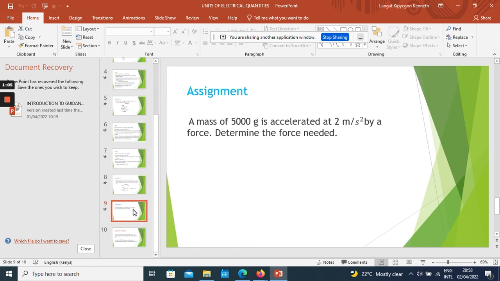The assignment is displayed. A mass of 5,000 grams is accelerated at 2 meters per second squared by a force. You are told to determine the force needed. So that is the assignment for the class. Have you written it down? Okay. So this is the assignment we shall look at during the next lesson.